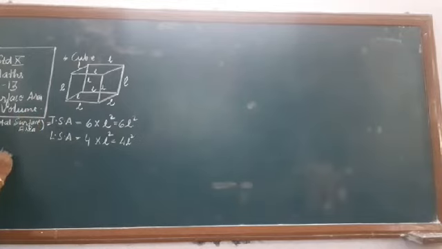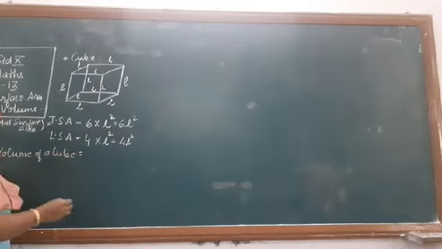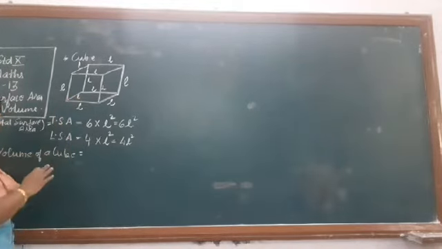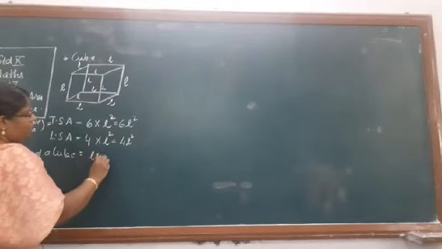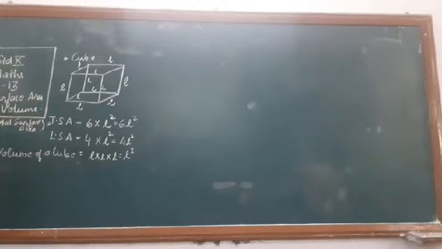Okay. Next we will write about volume of a cube. Volume of a cube is what? It is the 3-dimensional, that is a space which is occupied by that cube. So it will be L into L into L, which is equal to L cube. Clear? Okay. So this is about a cube. Now let me take the next figure, which is cuboid. Okay. Now cuboid, how will it look? You just observe. This is a cuboid.